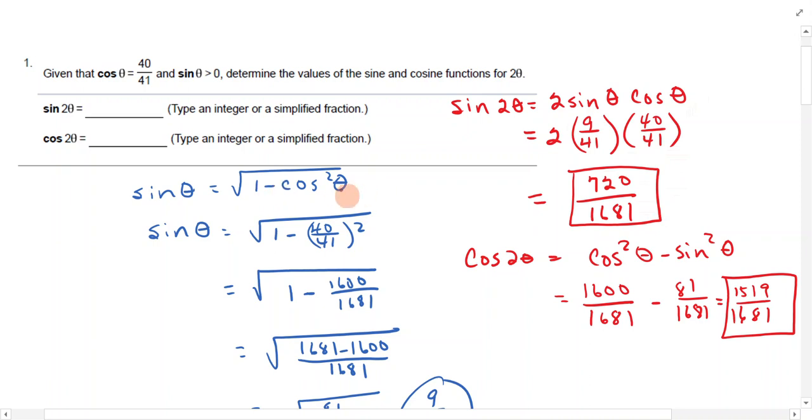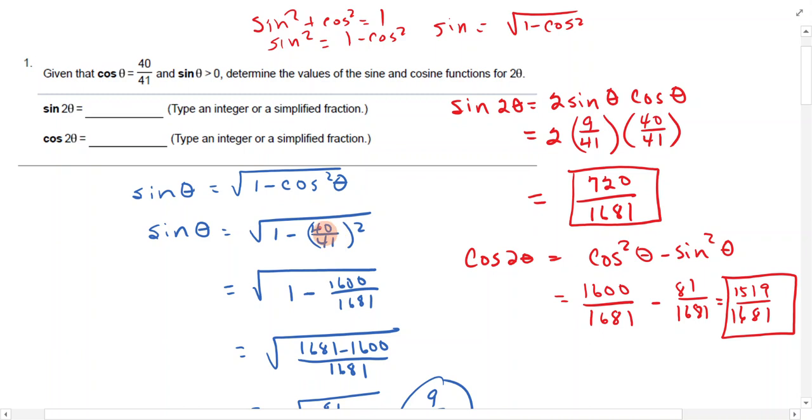Now, how did I come up with this? Well, remember that if we know sine squared plus cosine squared equals 1, then sine squared is 1 minus cosine squared, and then sine is the square root of that, 1 minus cosine squared. Now, we know that sine is positive, so we don't have to put a plus or minus here. We have square root of 1 minus cosine squared theta.